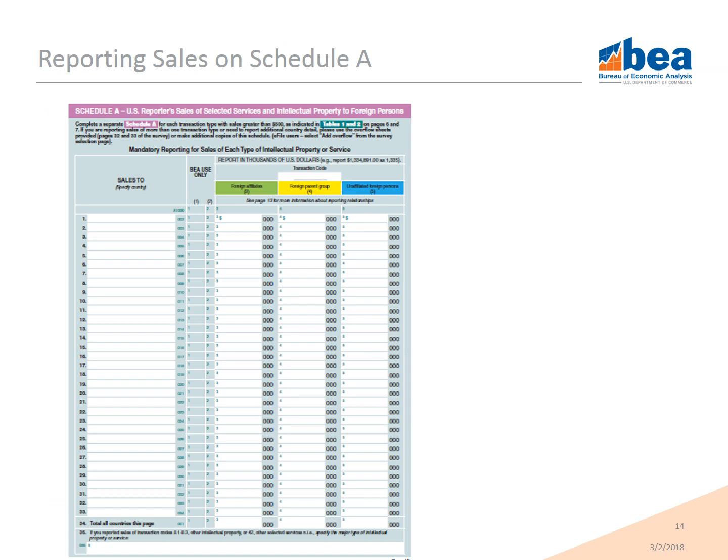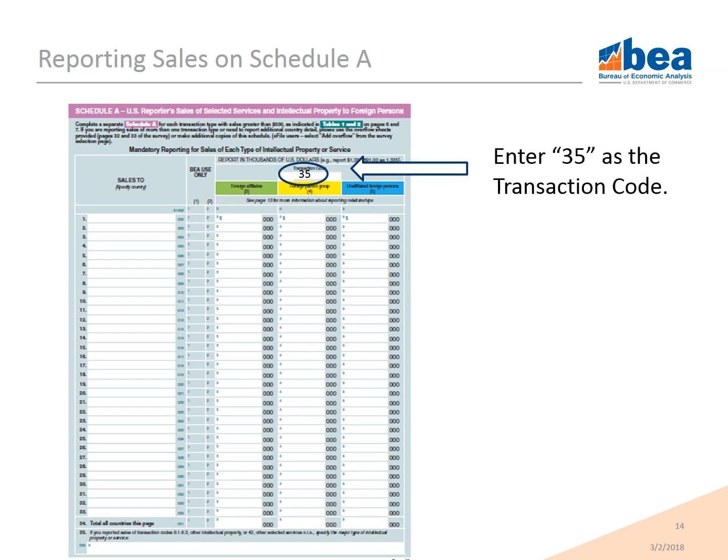Sales of contract manufacturing services should then be reported by country and affiliation with the foreign purchaser on Schedule A of the survey. To do so, first enter the transaction code for contract manufacturing services in the field indicated at the top of the schedule. Code 35, as shown in column 1 of Table 2 on page 7.